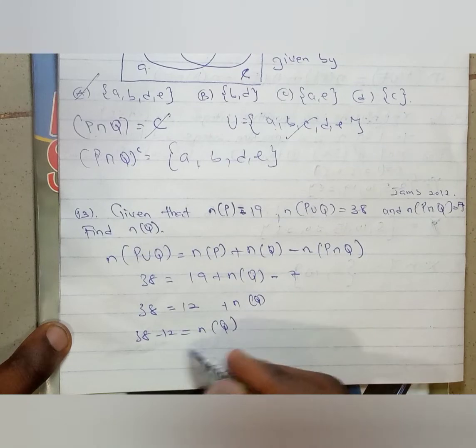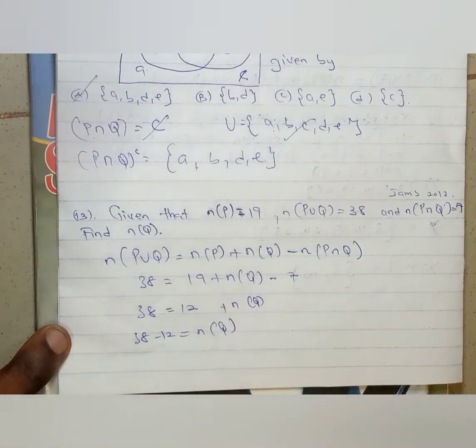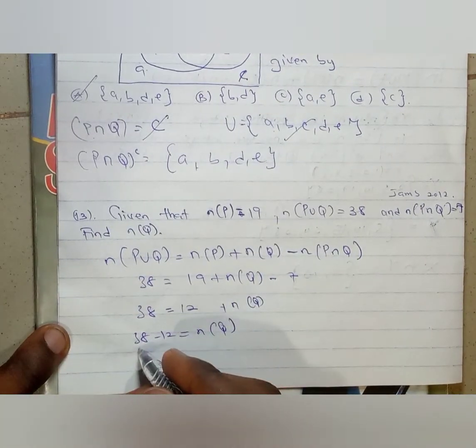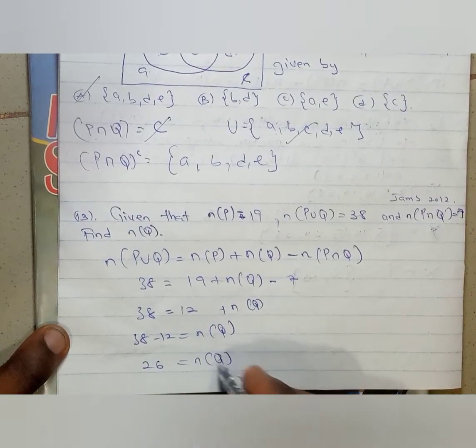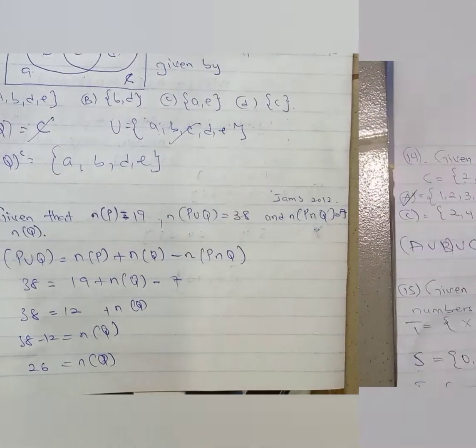All these set questions are very cheap. In short, they are all bonus questions for you. So 38 minus 12 gives us 26. So the number of Q is equal to 26. Very cheap. Now question 14.